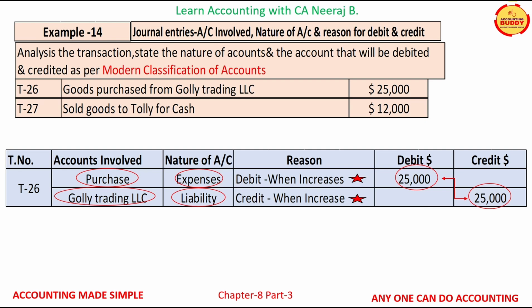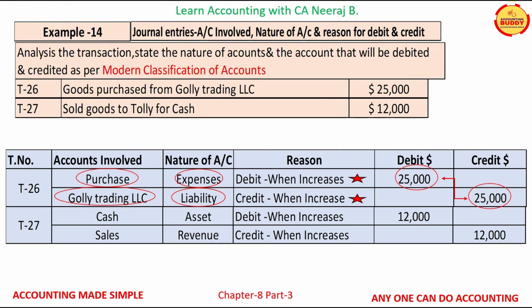Transaction T27 is goods worth $12,000 sold to Tolly for cash. The two accounts which are getting affected are cash account and sales account. Cash is an asset account. Asset account is debited when the asset value increases. Sales is a revenue account and the rule for crediting revenue account is credit revenue accounts when revenue increases. Therefore, this transaction is recorded for $12,000 by debiting the cash and crediting the sales account.